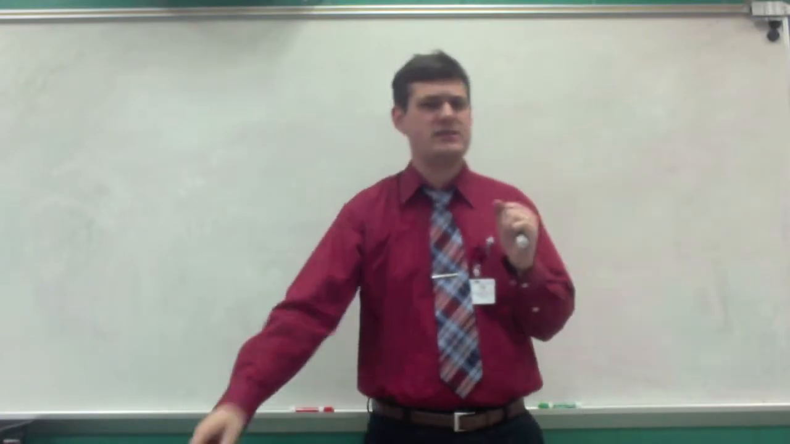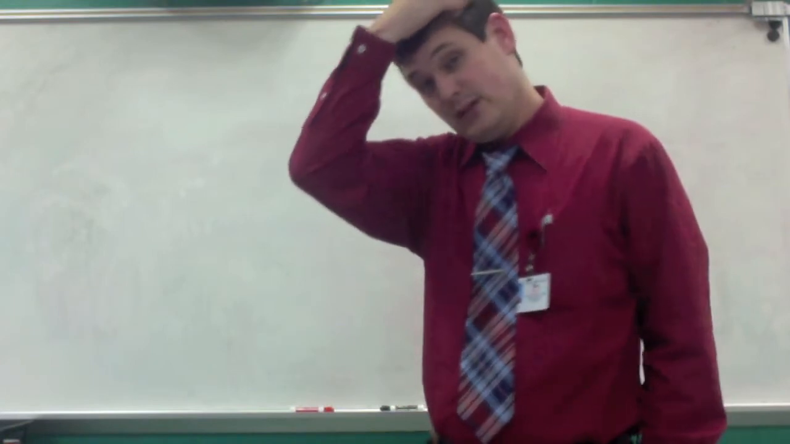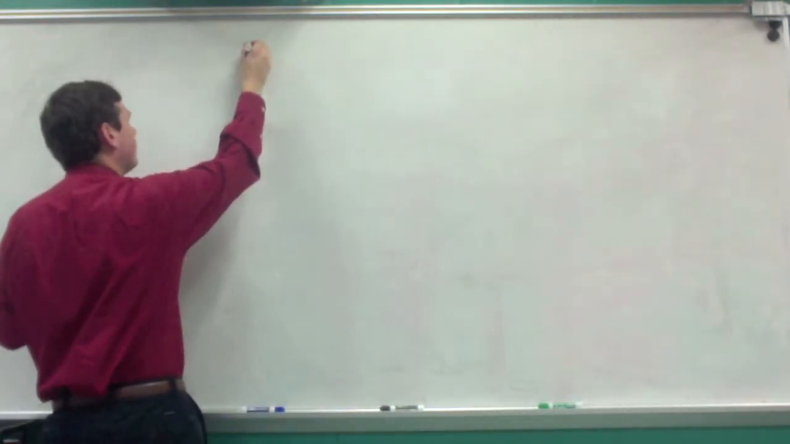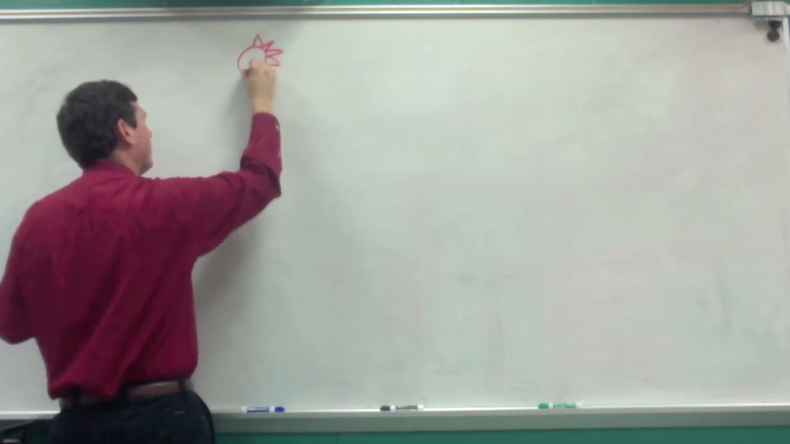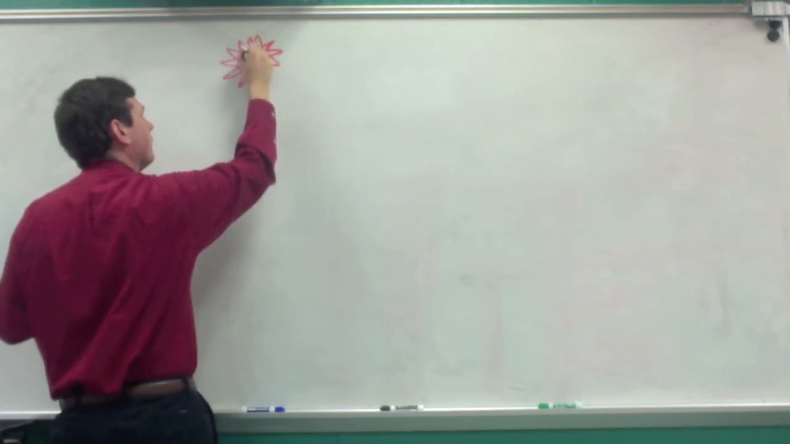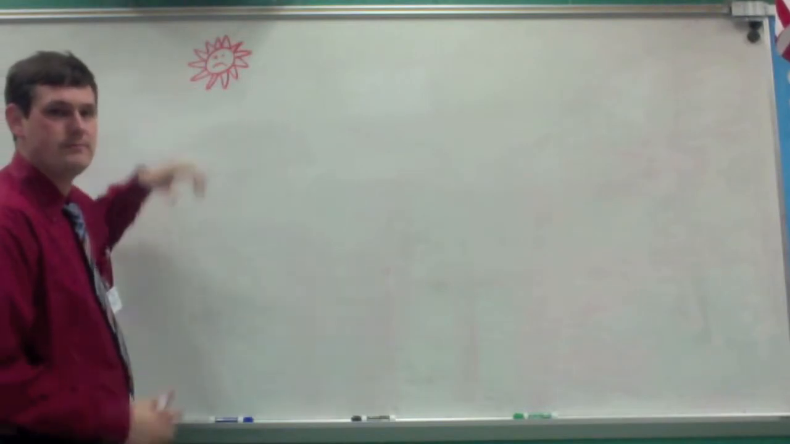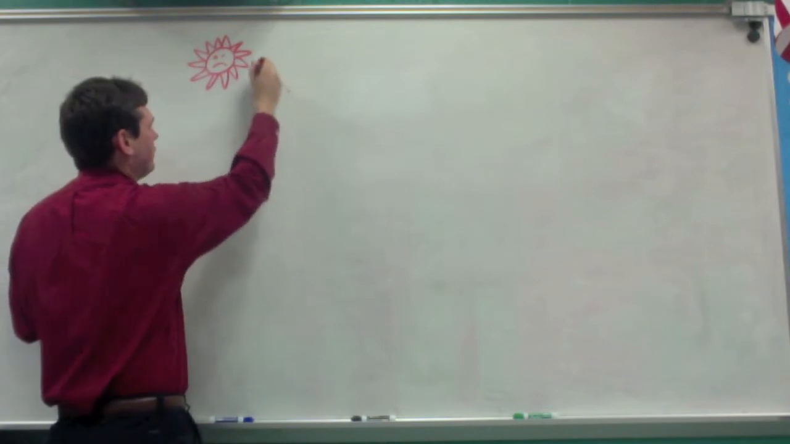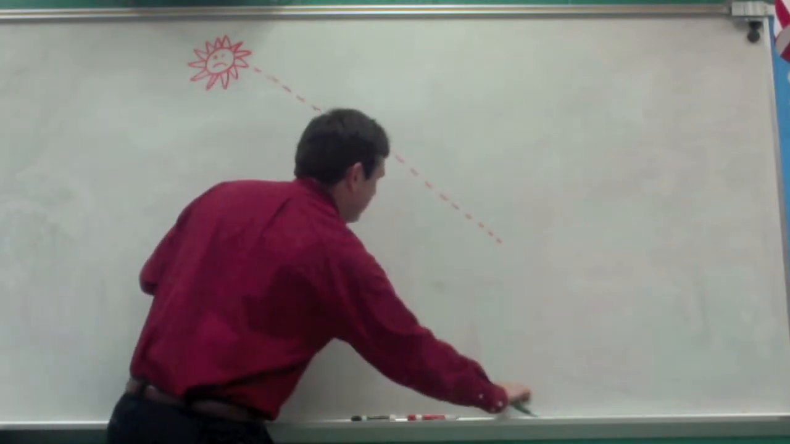Buildings, angles of elevation, sunlight. Step one is always the same. Step one, draw the picture. So the first thing I'm going to draw is the sun. Here's the sun. The sun makes some angle of elevation, some angle of sunlight down to the ground.